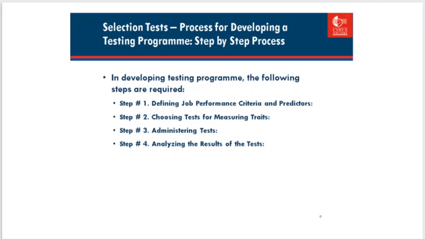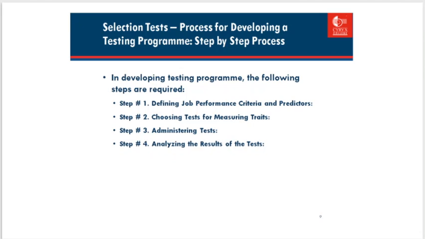Step number 1. Defining job performance criteria and predictors. The basic objective of selection tests is to find a match between a job and job holder so that the job is performed effectively. For this purpose, the job holder must possess certain traits or qualities. However, what those qualities are and the degree to which these qualities must be possessed by the prospective job holder must be ascertained precisely. Job description and job specification are the instruments which provide information for this. If the job specification has been prepared in detail indicating various traits, these can be taken as predictors of job performance. It implies that those who possess these traits tend to show better performance than those who do not.